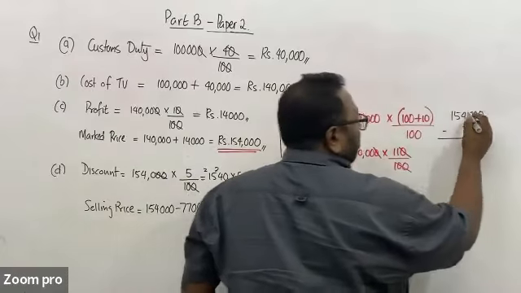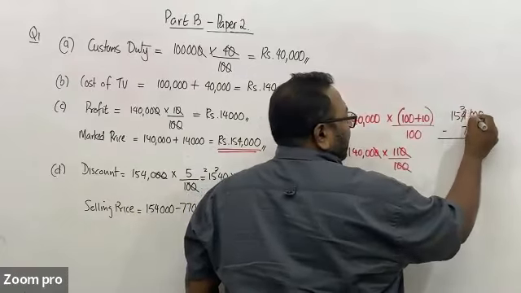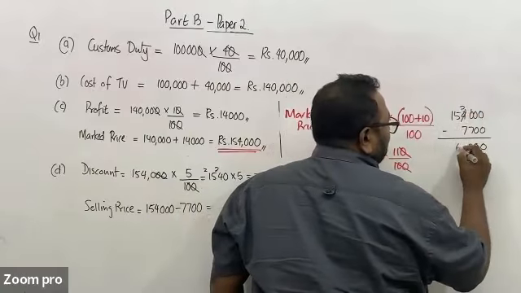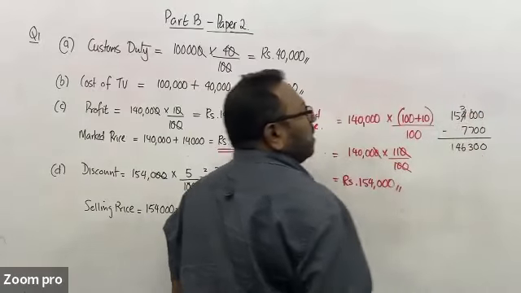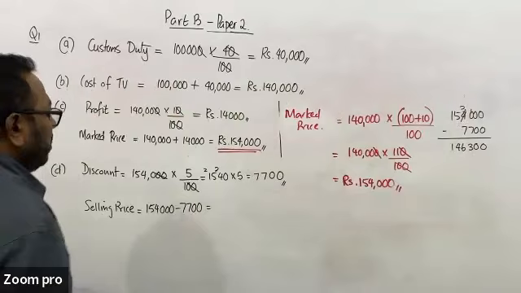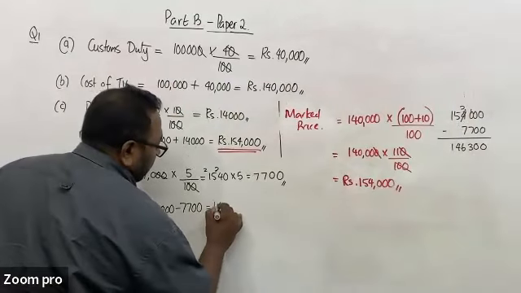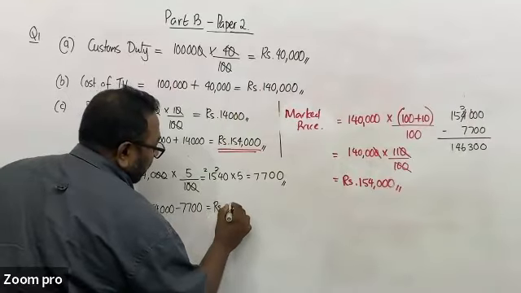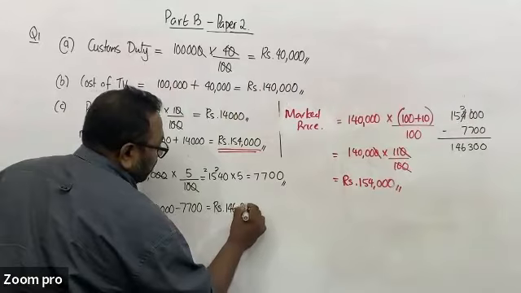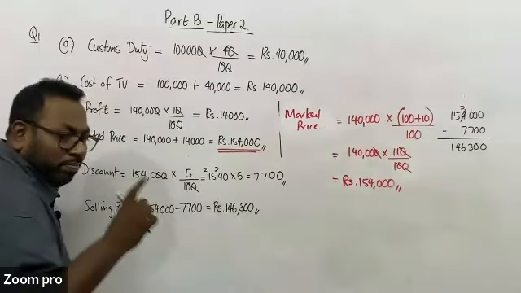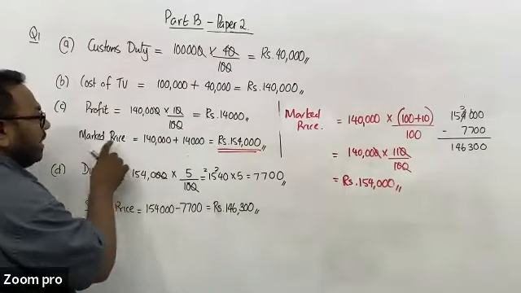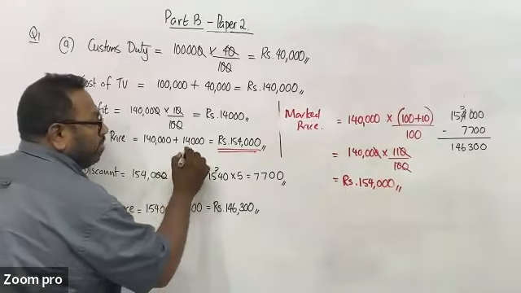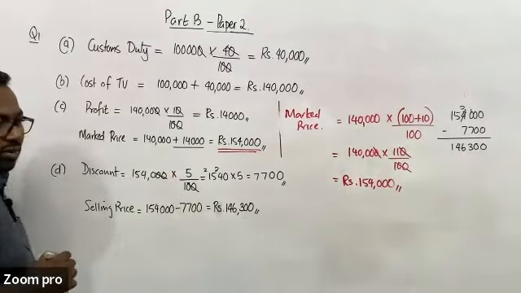0, 0. This becomes 3. 10 minus 7 is 3. 53 minus 7 is 46. 146,300. So your selling price is 146,300. Be careful. Here, in profit we added 14,000.